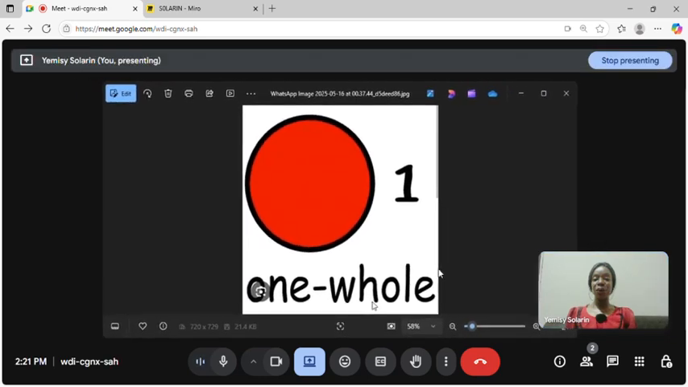Yeah, this is what a whole looks like. You can see this object has not been split or divided into smaller parts to make a fraction. So we always get fraction from a whole. A whole is something that has not been split or divided into smaller parts. So this is a whole. Once you know the meaning of a whole, you will be able to understand fraction better. So fraction means when you divide a whole into smaller parts.